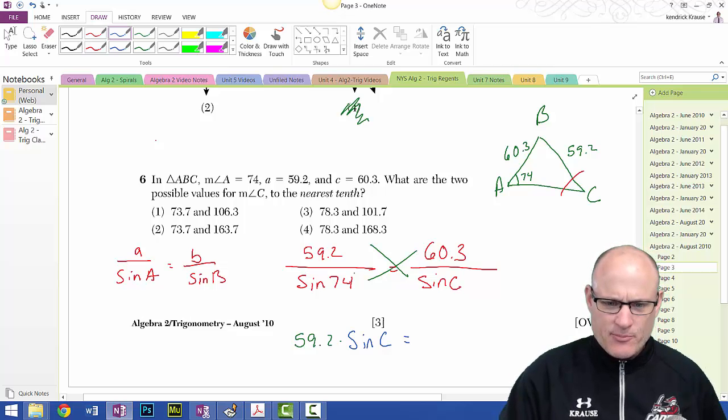Let's cross multiply. 60.3 times sine of 74. We'll get C by itself.